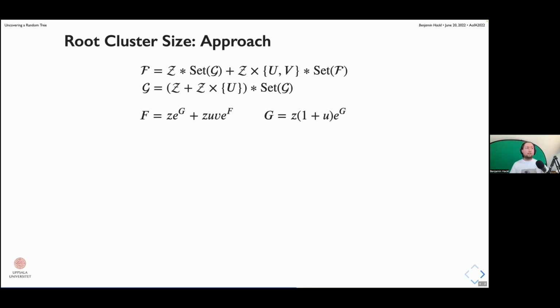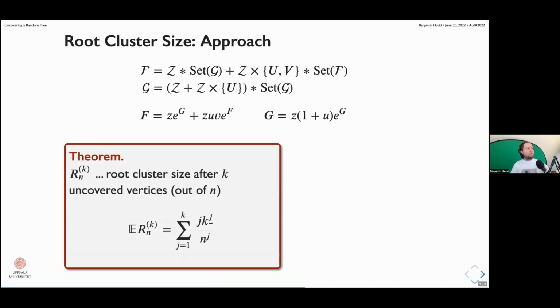The right one, G, is almost a tree function, and with knowledge of G, we can also say some things about F. And one thing that we can say pretty soon after doing the usual things, taking partial derivatives, plugging the right values in, we arrive at this equation here, namely the expected size of the root cluster after uncovering k of the n vertices is given by this sum here, where we have in the numerator j times the k falling factorial j, and in the denominator n to the j.